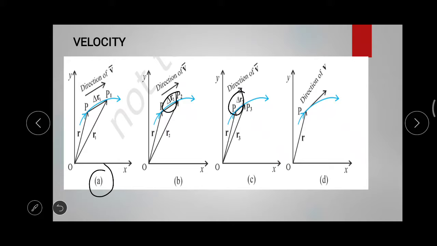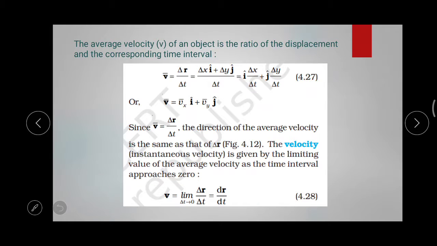If you compare the first and the second case with the third one, the time interval and the displacement vectors are very small. In the third one, we are just finding the velocity at one particular point, for one particular time, and that is known as the instantaneous velocity. So let us come to the derivation of the velocity in terms of the component vectors.